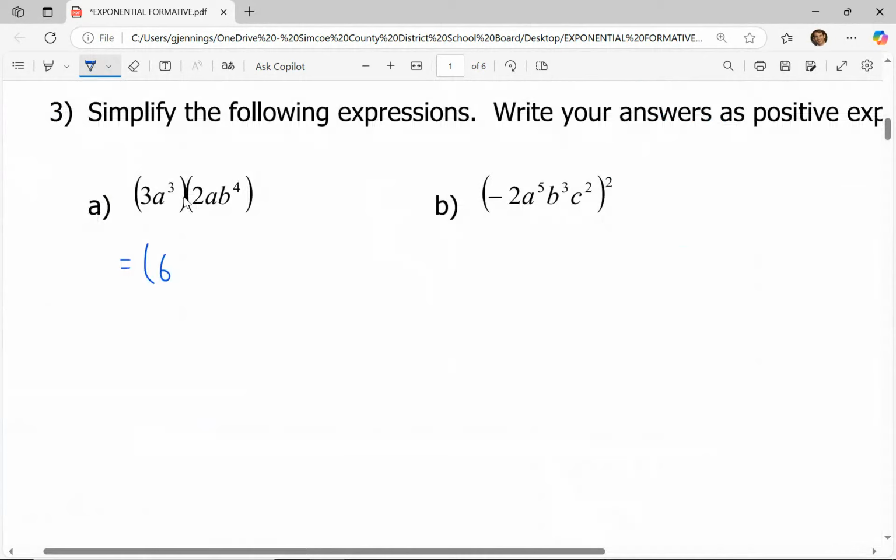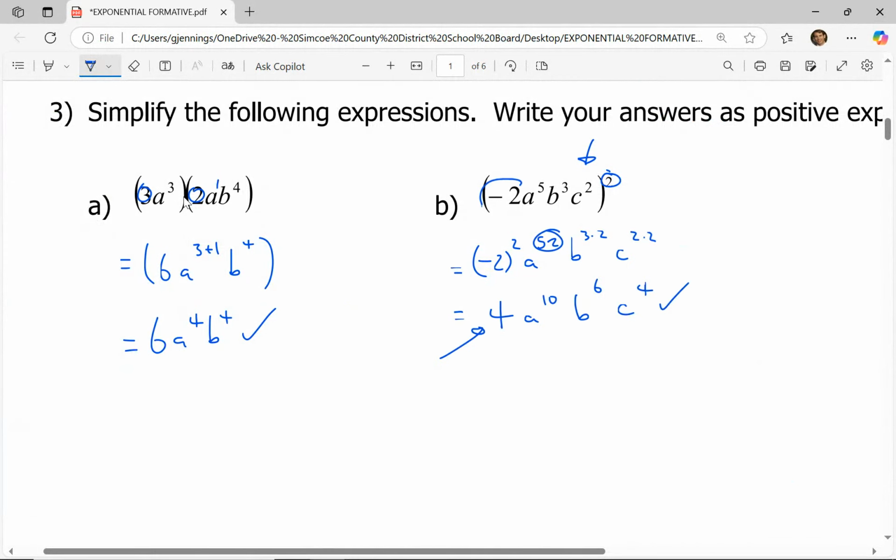Okay, so we have minus 2 squared, a to the 5 times 2, b to the 3 times 2, c to the 2 times 2. So that is also equal to positive 4, please. a to the 10. We're multiplying these. Done. Why is that positive? Because the minus 2 is raised to the power 2. Minus 2 times minus 2 equals positive 4, please.